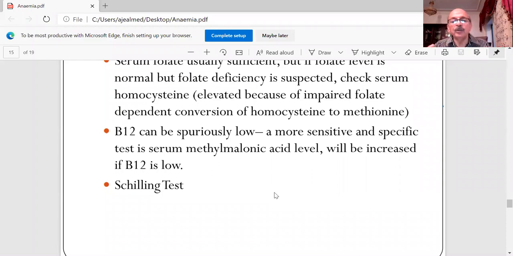Let me again remind you of the absorption quickly of B12. You take B12, as I said, by food. It will go to the stomach. In the stomach, it will get combined with intrinsic factor. Intrinsic factor is secreted by the stomach. Then it will pass down the small bowel, and this B12 intrinsic factor complex will be absorbed in the terminal ileum. Okay, so a disease in the stomach or a disease in the terminal ileum or a deficient diet can cause B12 deficiency.